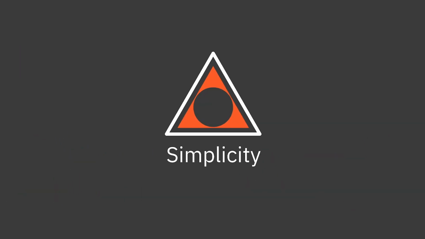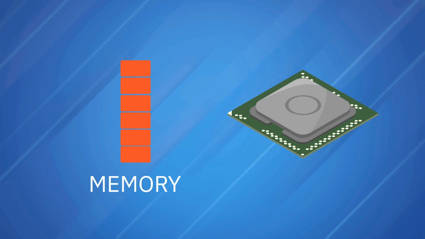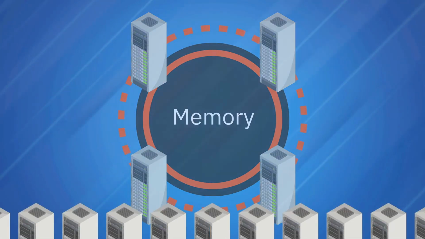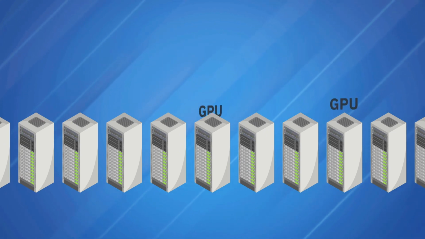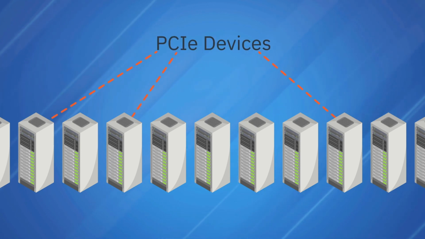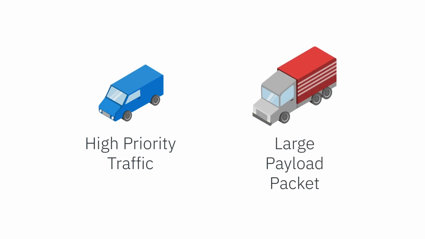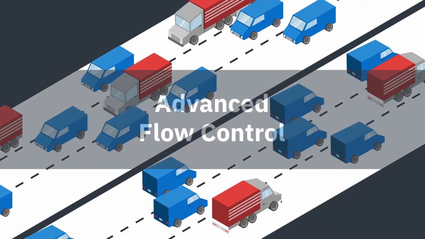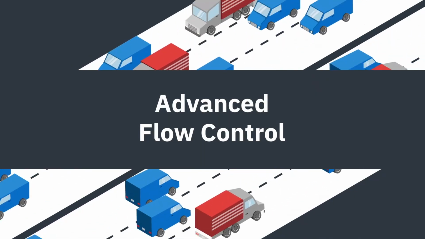This simplicity allows Gen Z to be used to increase the memory bandwidth to the processor, share pools of memory among multiple servers, allocate and reallocate accelerators like GPUs and FPGAs to servers, and allocate PCIe devices to one or more servers. Gen Z ensures your high-priority traffic is not stuck behind a large payload packet or put onto a congested link by providing advanced flow control that facilitates advanced quality of service mechanisms.